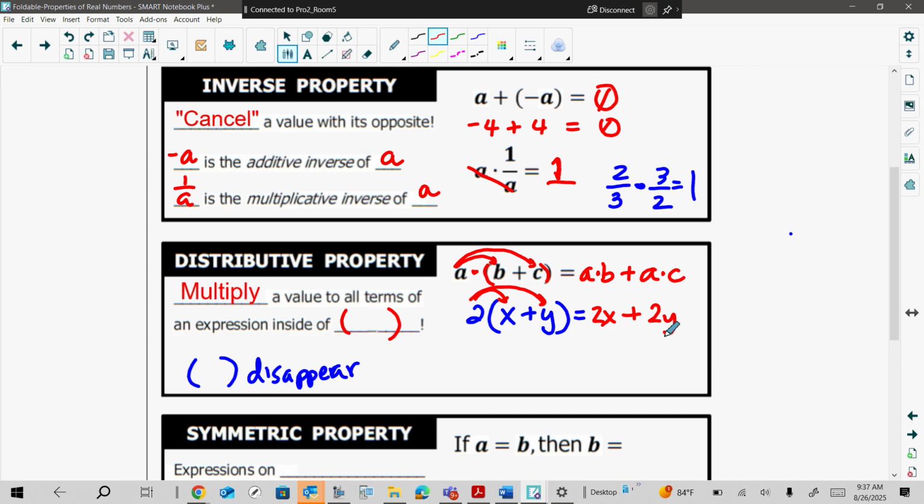Now, this is the example I'm going to start, because this is the one that I need you to recognize, because this sometimes gets misread in algebra. Let's say I have a negative and then parentheses 4x minus 5.